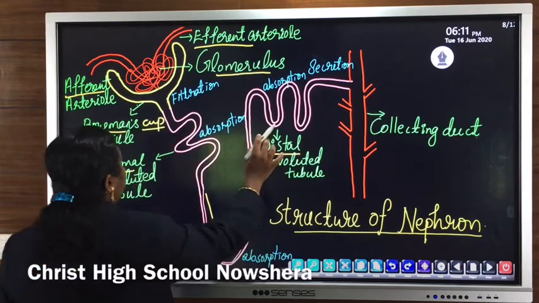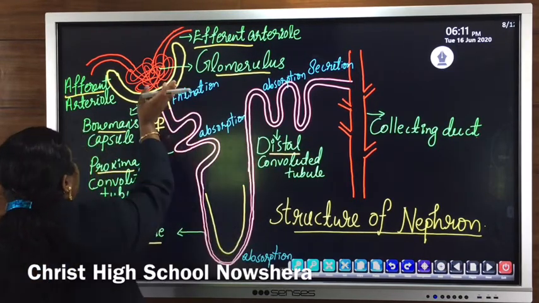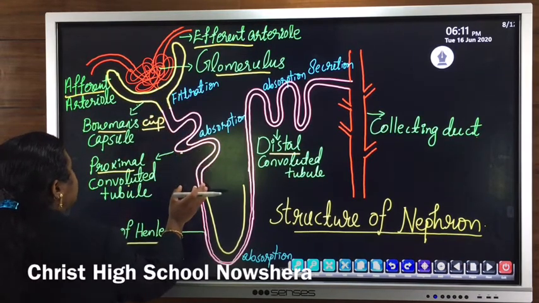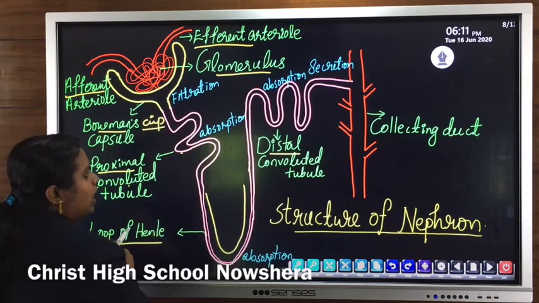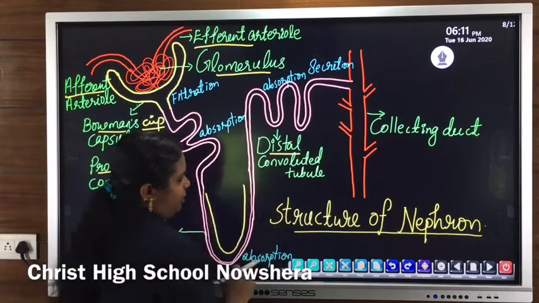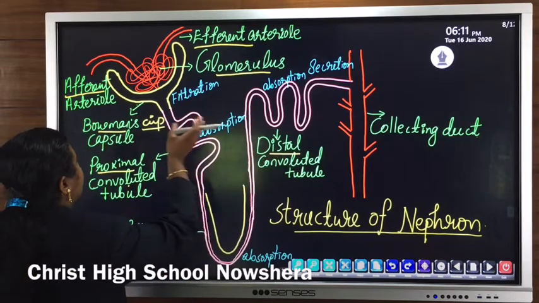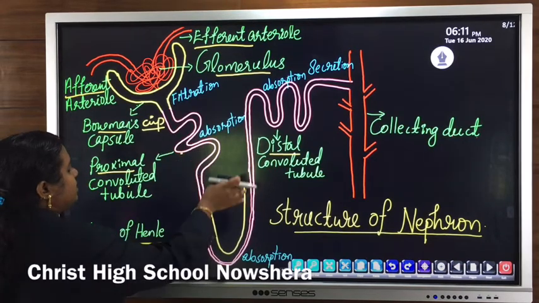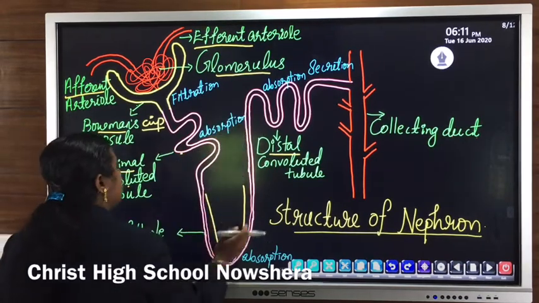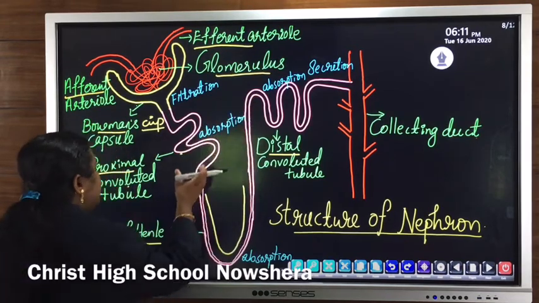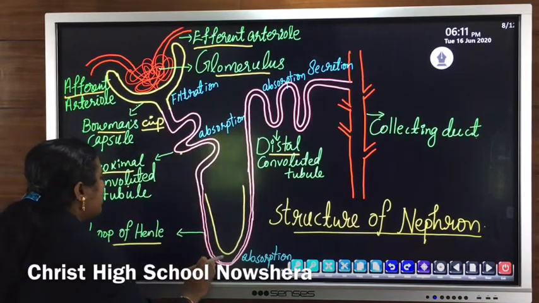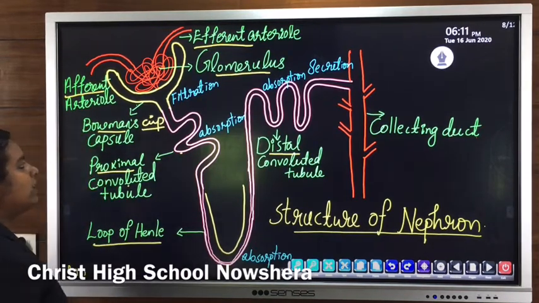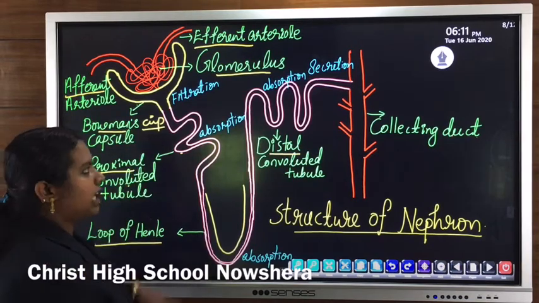And this distal convoluted tubule is far from Bowman's capsule. Look at the figure: this is Bowman's capsule, and the proximal convoluted tubule lies just near to Bowman's capsule. On the other hand, the distal convoluted tubule is far from Bowman's capsule. We can also say this is the ascending limb, because it is coming up. Then the descending limb is the one coming downward. So the distal convoluted tubule is located far from Bowman's capsule.